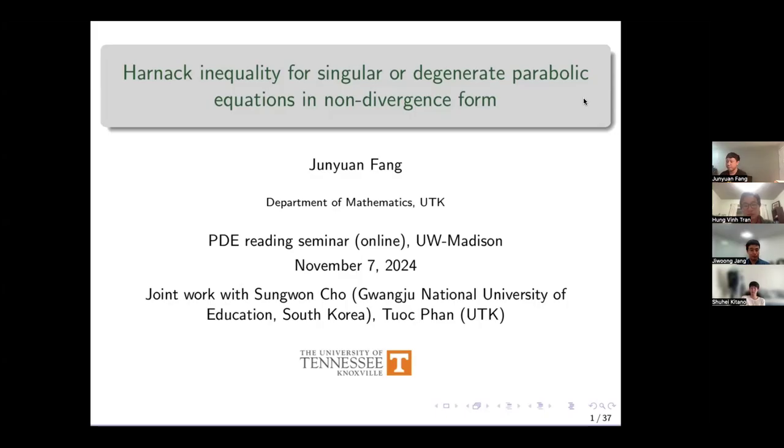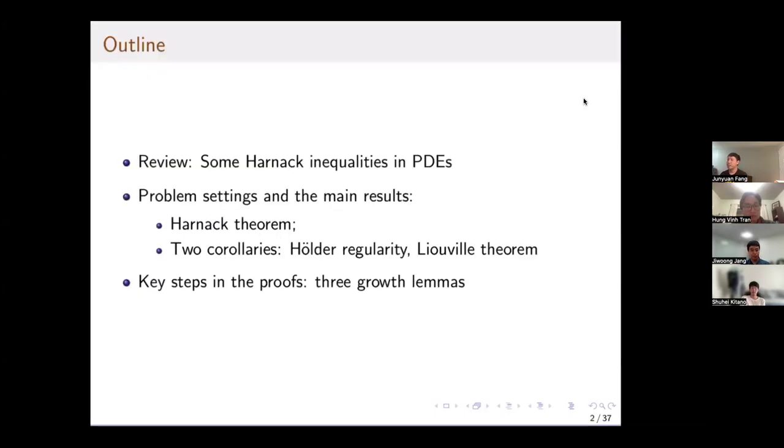Okay, let's start. So firstly, here is my outline. Today, firstly, I will review some Harnack inequalities in different PDEs, and later on, I will introduce our problem setting and the main results. We have two. The first main result is the Harnack inequality, and two corollaries. One is Hölder regularity, one is Liouville. After that, I will introduce the key steps in the proofs. It is based on three growth lemmas.